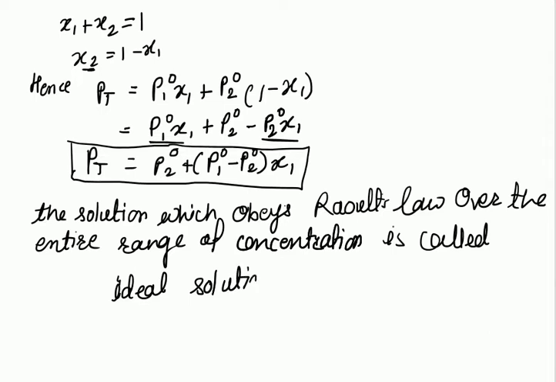It's called an ideal solution. And if the solution does not obey Raoult's law, that solution is called a non-ideal solution. Now, this is the case if the solute and solvent are both volatile, then this will be the equation. But if the solute is non-volatile, then what will be the Raoult's law equation?